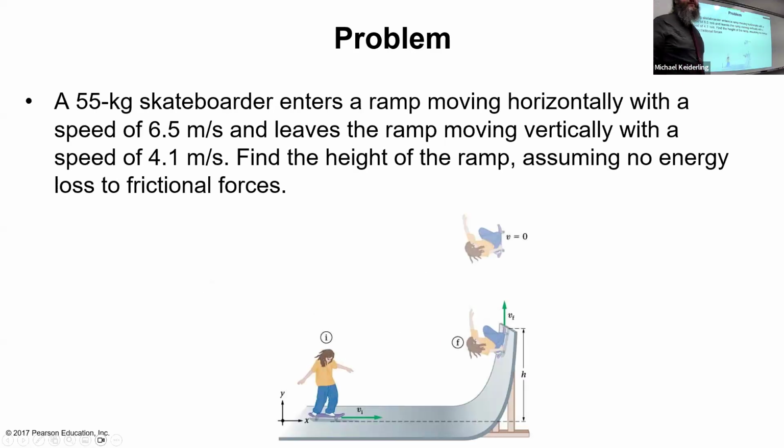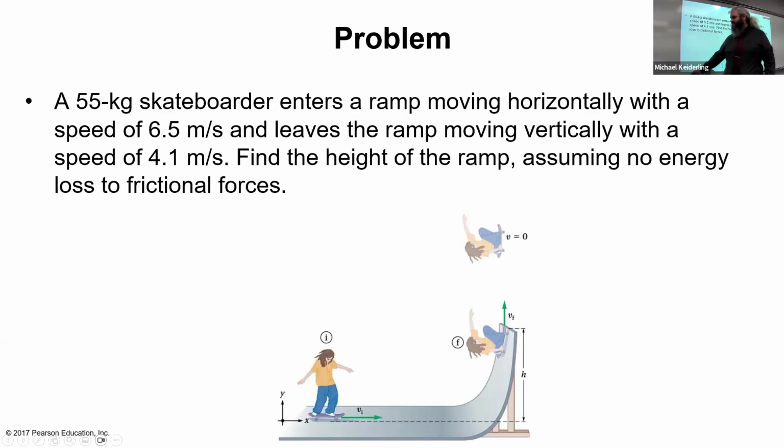So here, if you have a 55 kilogram skateboarder and they enter a ramp moving horizontally with a speed of 6.5 meters per second, and they leave the ramp moving vertically with a speed of 4.1 meters per second. Find the height of the ramp, assuming no energy loss to frictional forces.